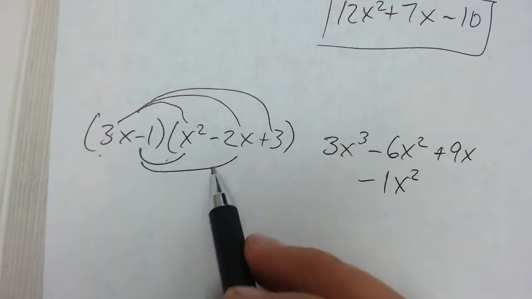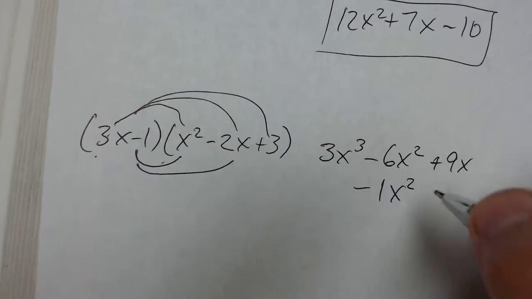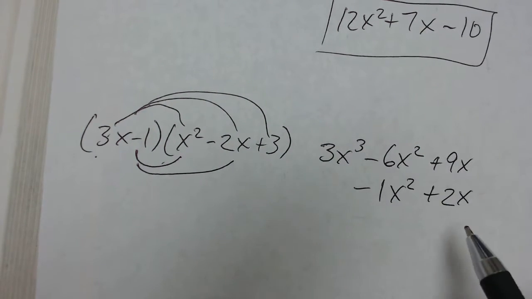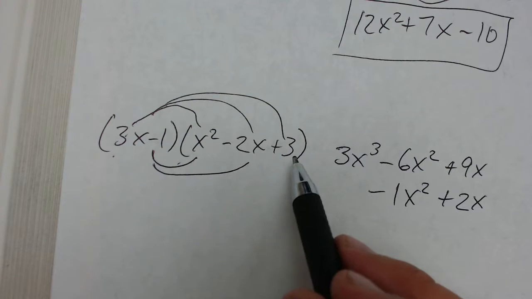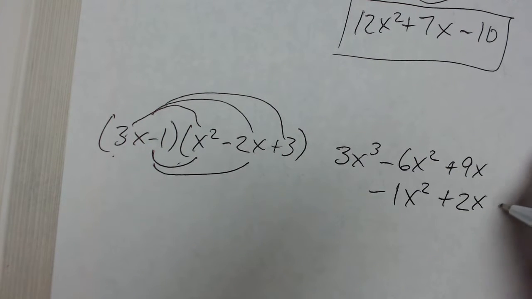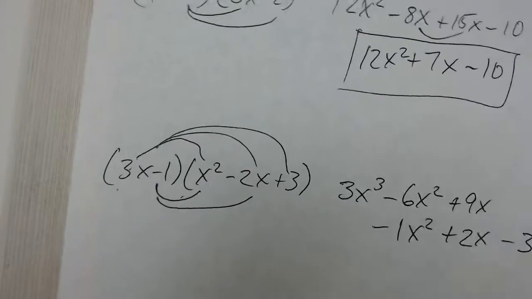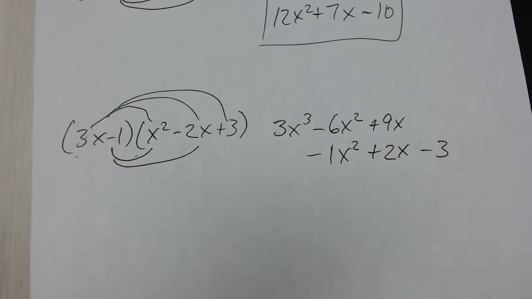Then negative 1 times negative 2x, that becomes positive 2x. So I'll go ahead and put that underneath the x term. Then negative 1 times 3 gives me negative 3. And I'll just put that on the end because I don't have any whole numbers yet.